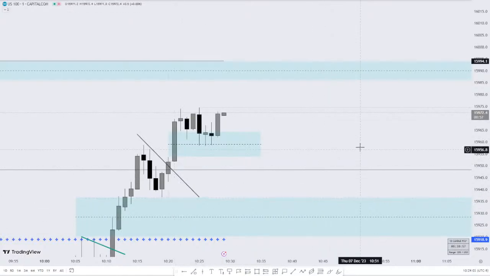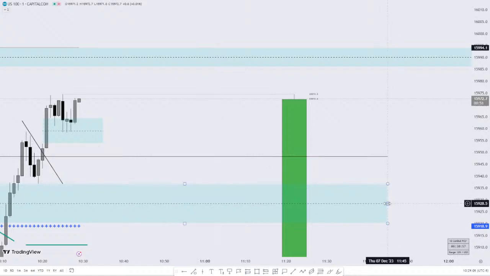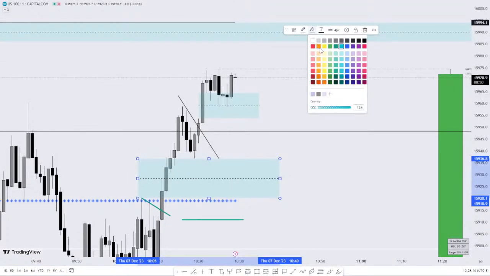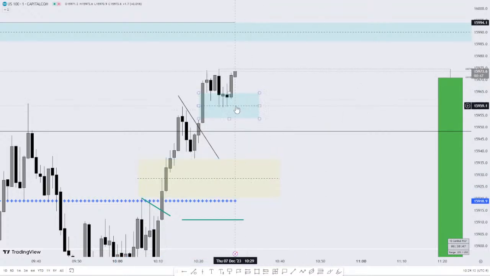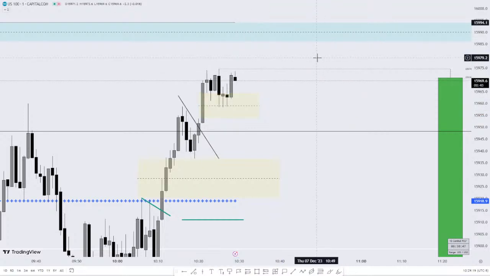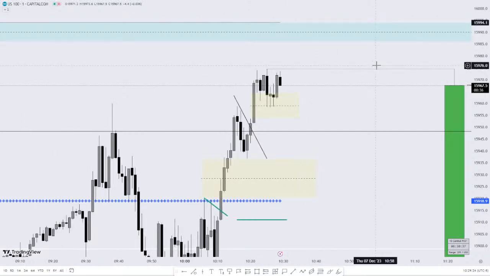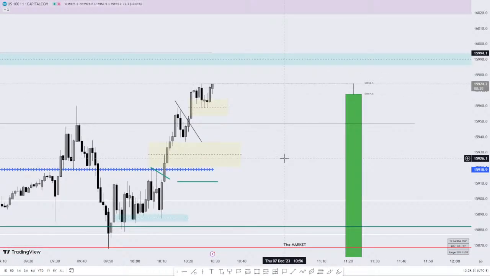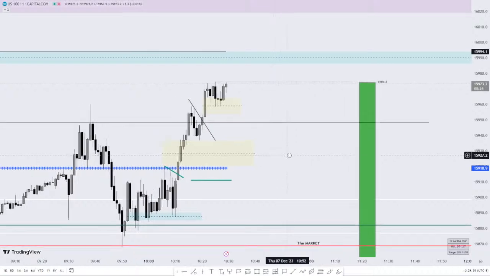Everything temporary on my chart would be represented by the yellow box. The gaps are the blue. This is the temporary. Okay, this is the same logic I'm going to use whenever I'm streaming. This is the same logic you will see in every stream.